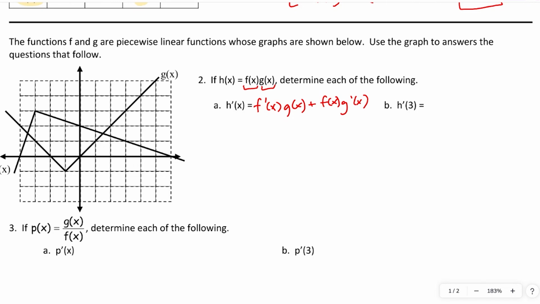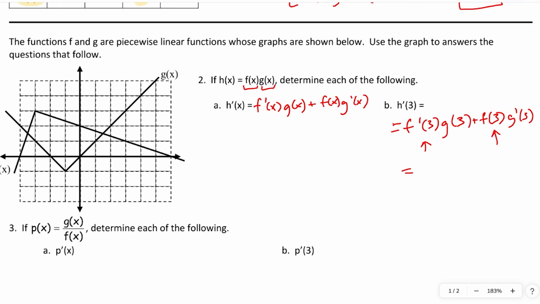All right, there we go. And then we want to evaluate that when x is 3. So this is going to be f prime at 3 times g at 3 plus f at 3 times g prime at 3. And we're going to use the graph to evaluate each of these. So let's look at function f first. So this is talking about the slope when x is 3. This is talking about the value of the function when x is 3.